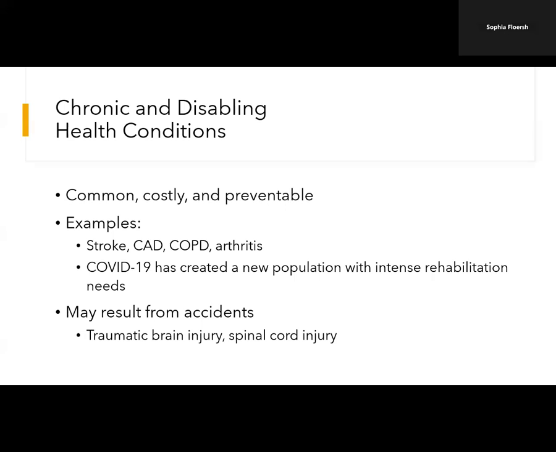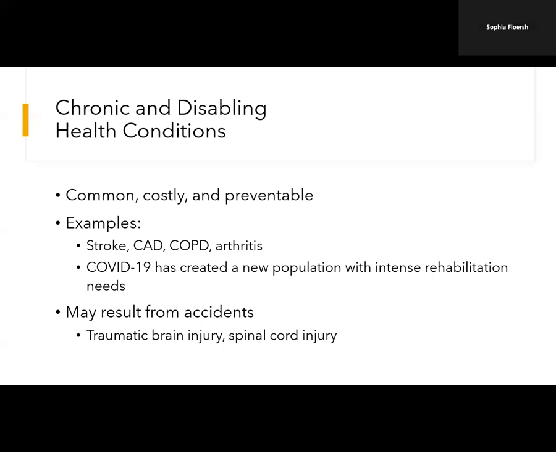Some of your chronic health conditions include things like strokes, coronary artery disease, COPD, arthritis, all of these things that they don't really have a cure, so we're just kind of dealing with them.